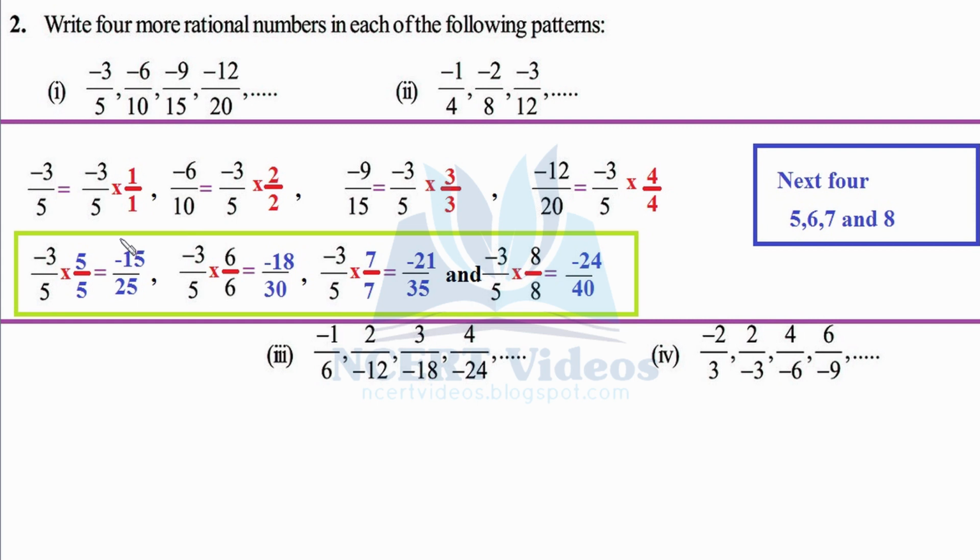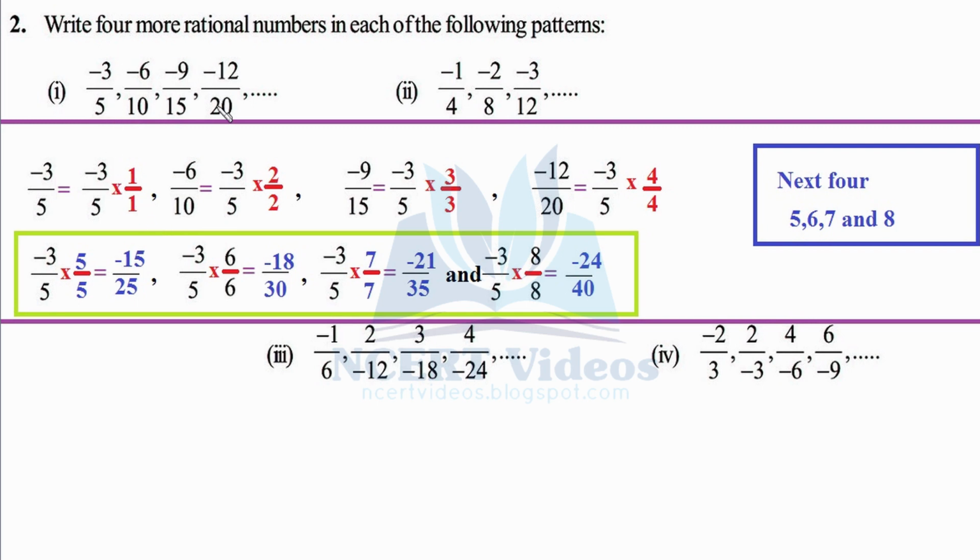Now remember, while finding the pattern, as you have also learned in this chapter, you're not going to find it with the help of addition or subtraction. You have to find it with either multiplication or division, because equivalent fractions can be deduced by either multiplying or dividing, not by addition or subtraction. So do not go for that.